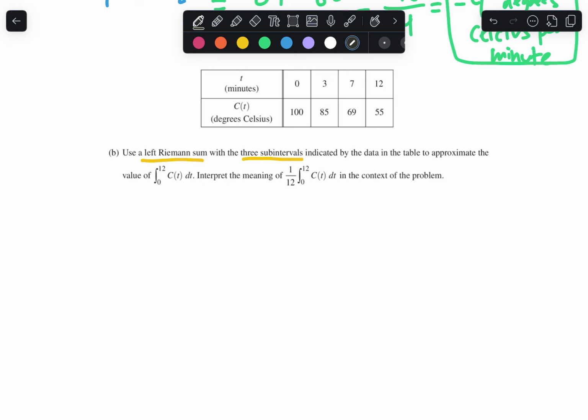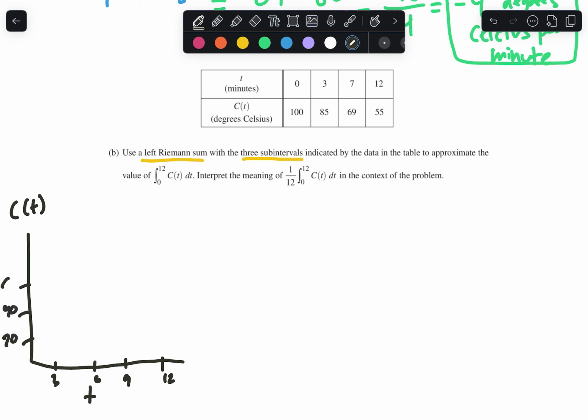The first one is a left Riemann sum. When you see the phrase Riemann sum, I want you to immediately think rectangles. We're going to be making rectangles. With a Riemann sum, you're basically adding up the sum of several rectangles in order to approximate the area under the curve. So if we wanted to graph out C of t and t using the points in that data table, just as a visual aid of what we're trying to do in this problem, let's say we go up by 3. Let's say this goes up by 20.